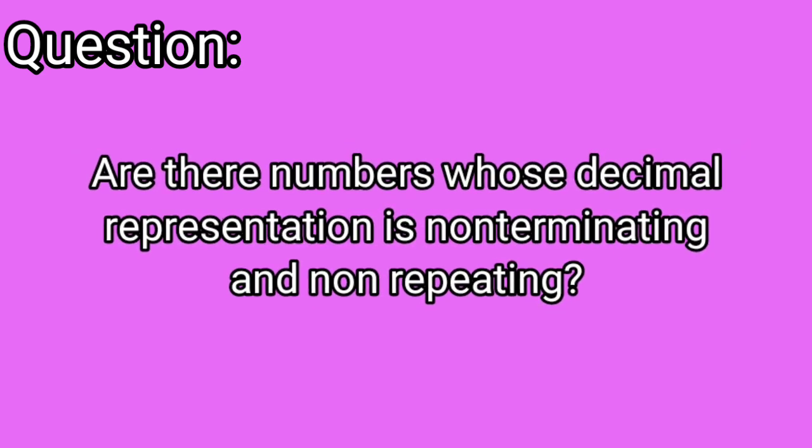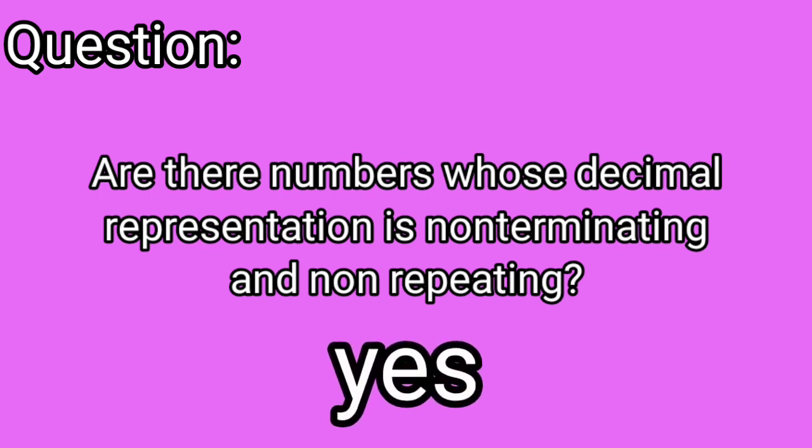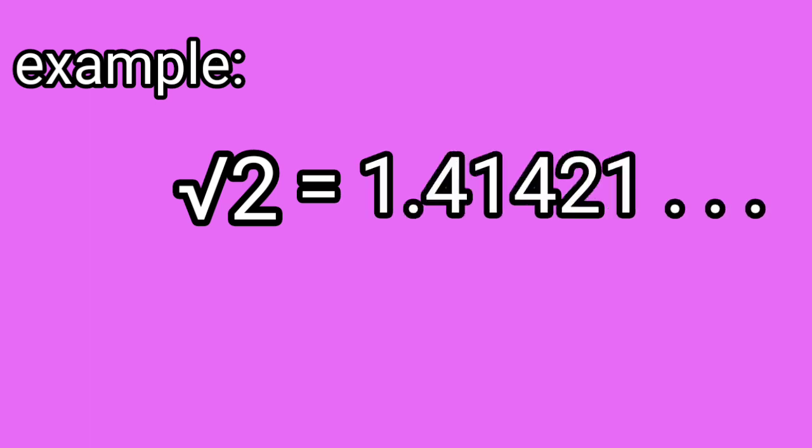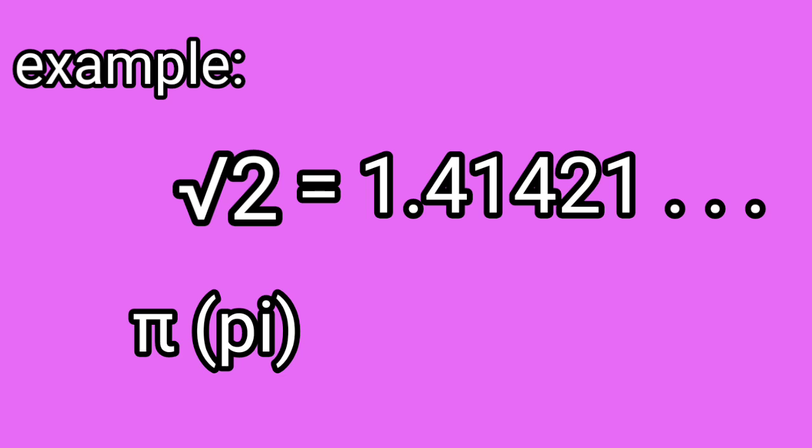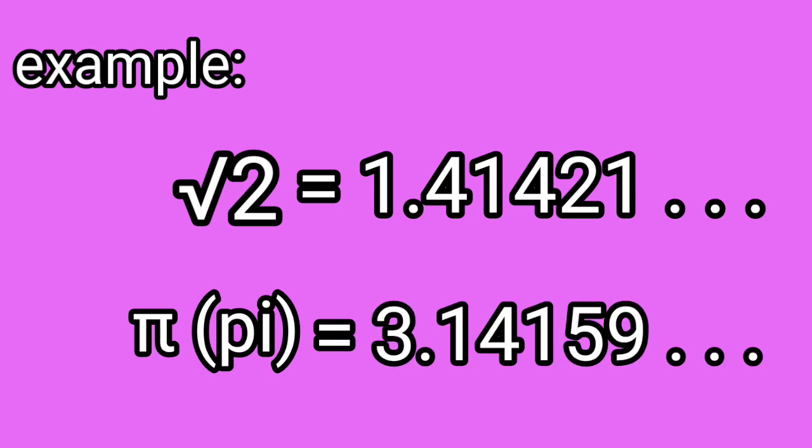The following question now arises: are there numbers whose decimal representation is non-terminating and non-repeating? The answer is yes. One example of such a number is the principal square root of 2, denoted symbolically by the radical sign, and indicated by a non-terminating non-repeating decimal as 1.41421. Another such number is pi, which is the ratio of the circumference of a circle to its diameter and indicated by a non-terminating non-repeating decimal as 3.14159.